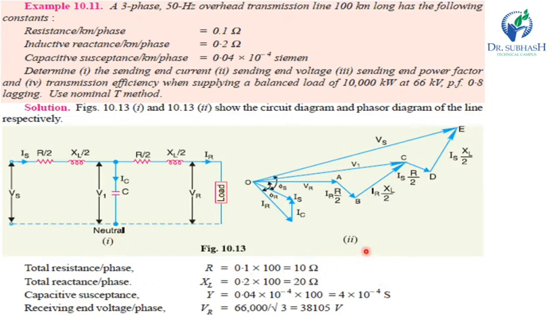And the receiving end voltage is given as 66 kilovolt. This is the line voltage, and we divide by root 3 to get the phase voltage, which is 38105 volt. Also, the receiving end power is given as 10,000 kilowatt and the receiving end power factor is 0.8. Now we calculate the sending end current, sending end voltage, sending end power factor and transmission efficiency with the help of the T method.